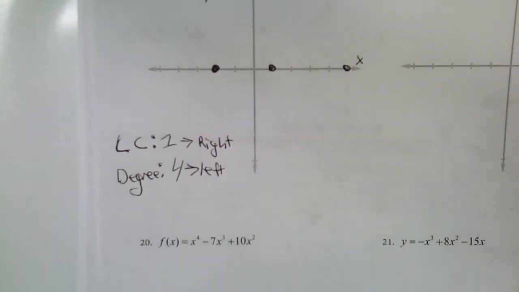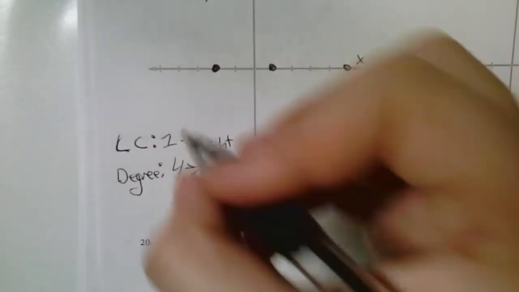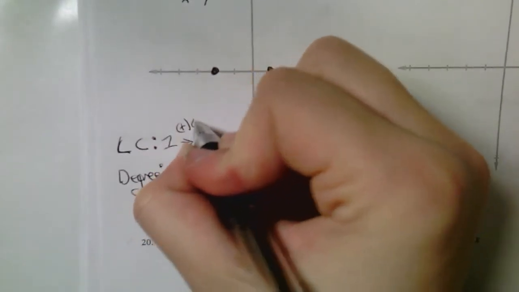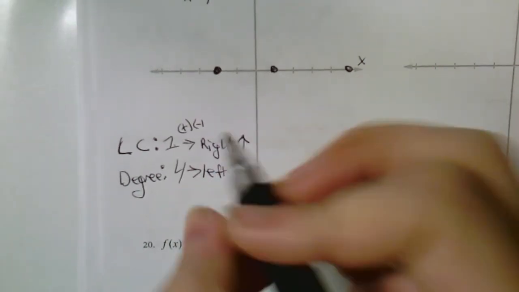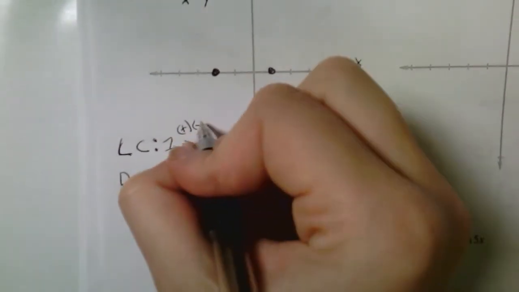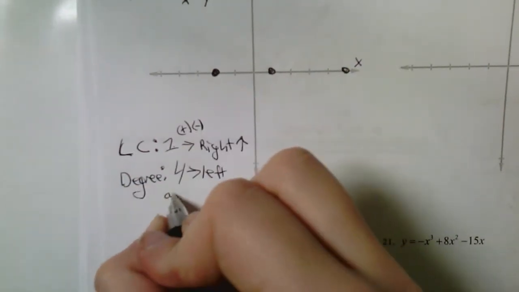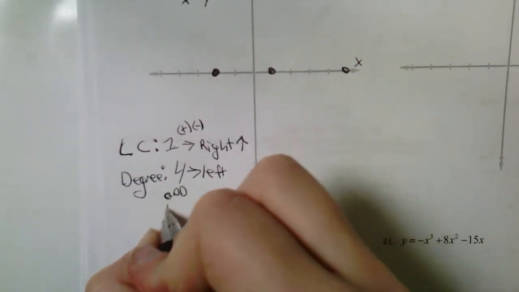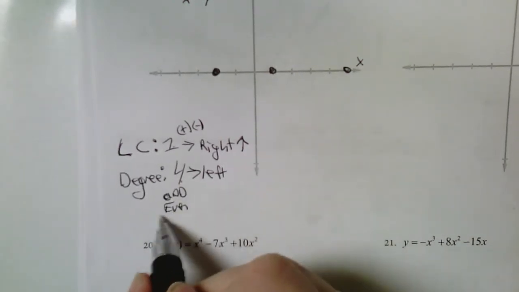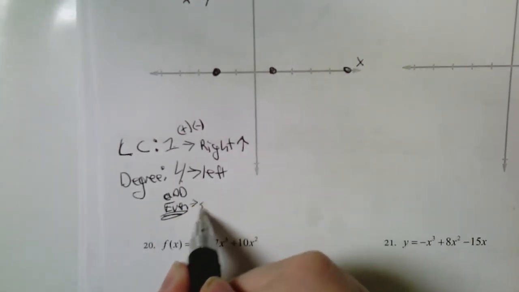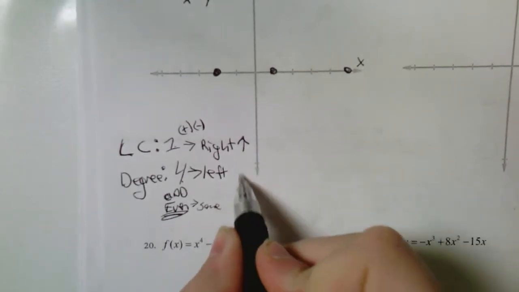Now the leading coefficient can either be positive or negative. This one in particular is positive, so that says my right side is going up. For the degree, that is a matter of whether it's odd or even. My degree is 4, so that's even. That says that the two ends are going to be the same. So if this one is up, this one will also be up.